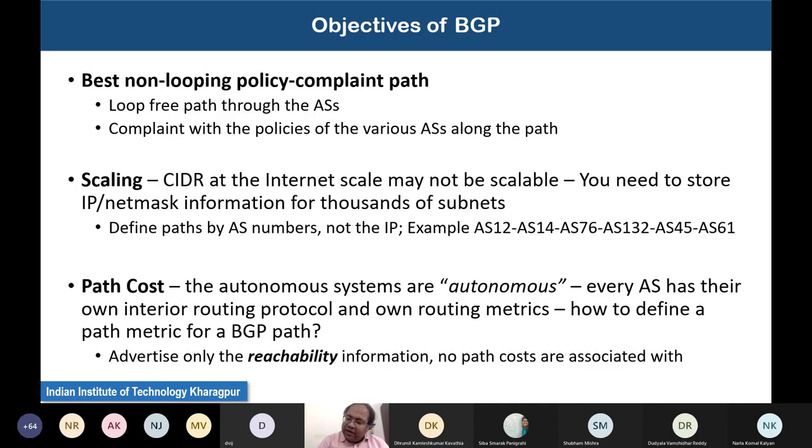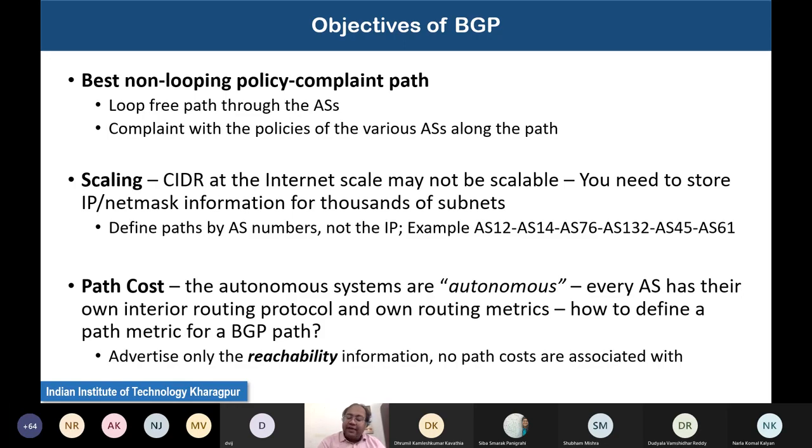Okay, now what are the objectives of BGP? The objectives of BGP are as follows. The first is that it provides the best non-looping or loop-free, policy-compliant path. Okay. So I need to find a path which is free from any kind of routing loops, and at the same time it is complying with the policies, or following the policies, of the individual autonomous systems.